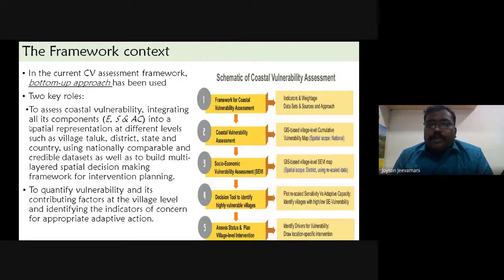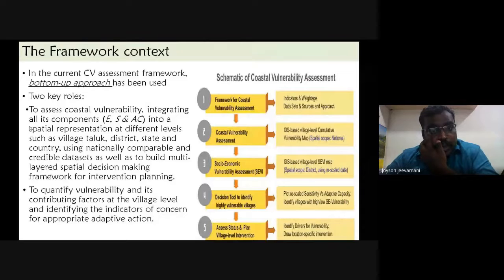So here I have provided a schematic of our coastal vulnerability assessment, what we have done. Basically it is a bottom-up approach. As I said, it starts from the local level, from village to village, taluk, district, like that. The assessment will go, and the strategies and the interventions will go. So this is the schematic presentation of the coastal vulnerability assessment. We have 5 steps. In the coming slides, I will explain all these 5 in detail.